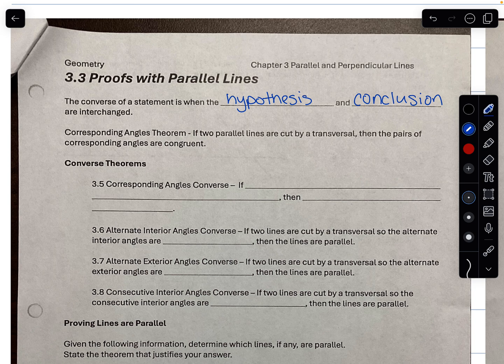Okay, so the corresponding angles theorem says if two parallel lines are cut by a transversal, so this first part is our hypothesis, then what? The pairs of corresponding angles are congruent is your conclusion.